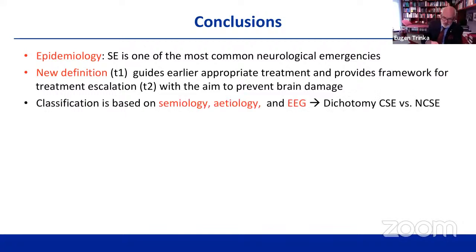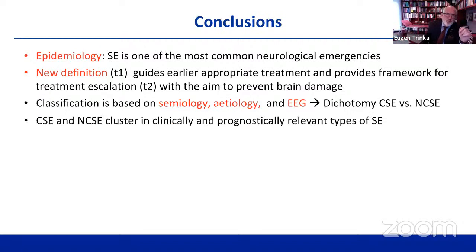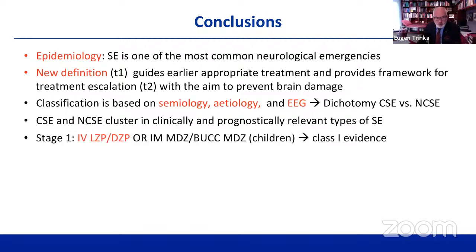The classification is based on semiology, etiology, and EEG. There's a dichotomy between the convulsive forms and the non-convulsive forms. And these types cluster into clinically and prognostically relevant subtypes. So the prominent motor symptoms into 3 big ones and 1 small one, and the non-convulsive into 3 big ones, determining the prognosis, and they are occurring together.